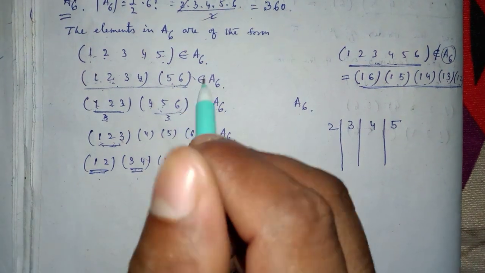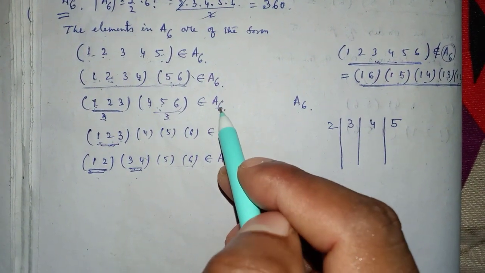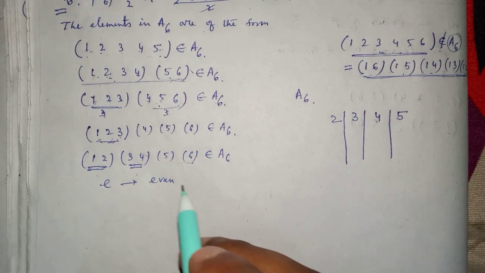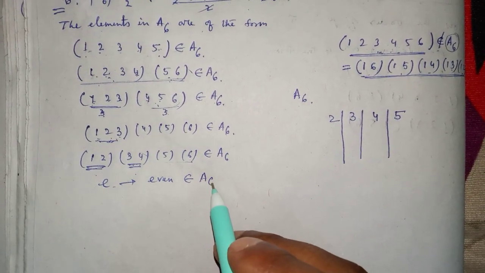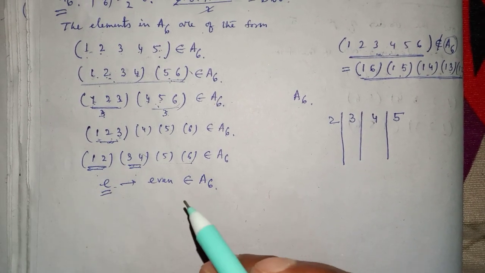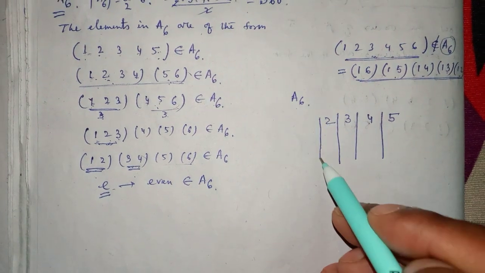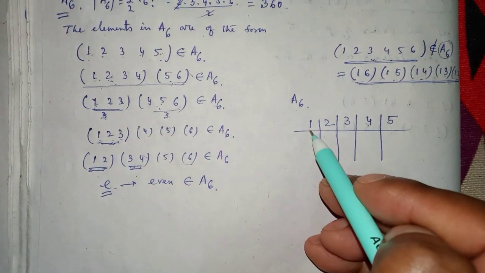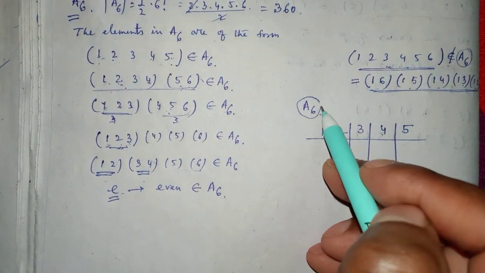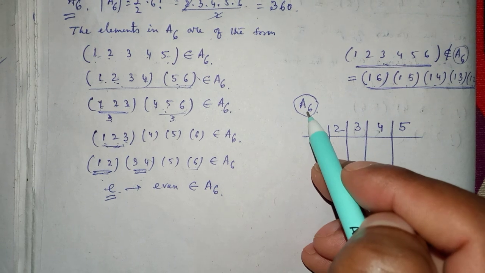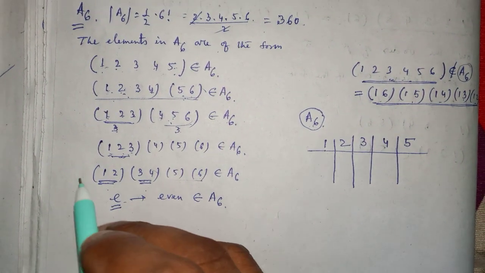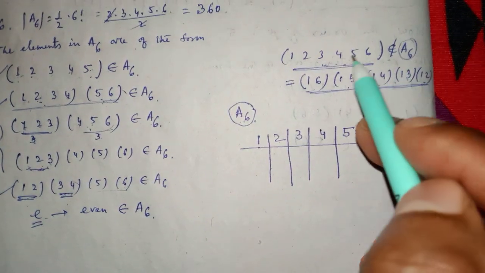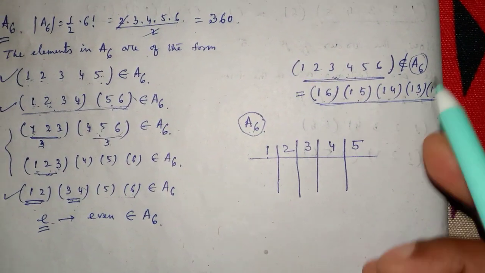And also A6, since A6 is a group, it must contain the identity element, and the identity element is an even permutation, so the identity element belongs to A6. The order of the identity element in a group is 1, so A6 contains an element of order 1 also. Therefore A6 contains elements of order 1, 2, 3, 4 and 5, but does not contain an element of order 6. Therefore option A is true.